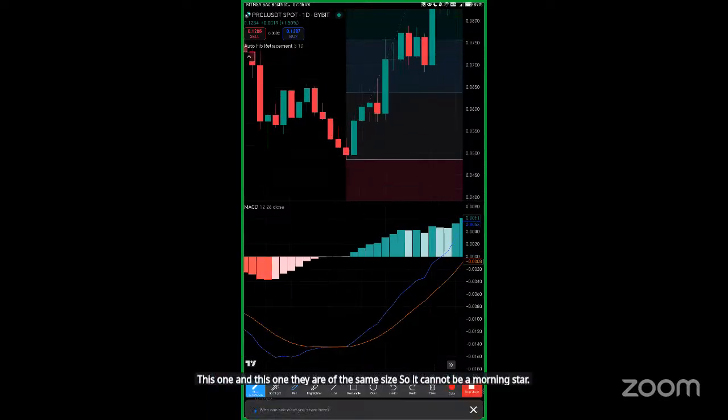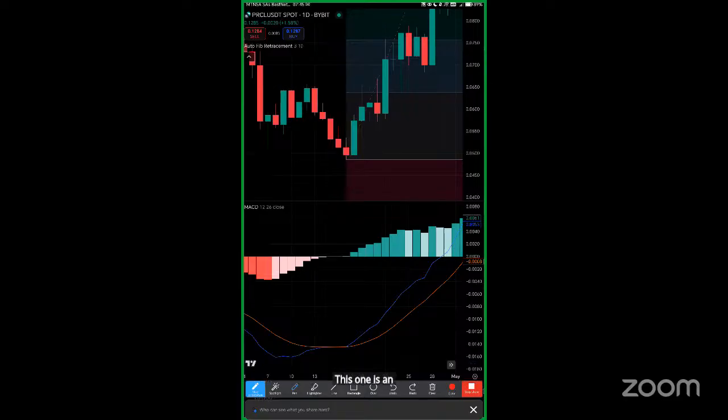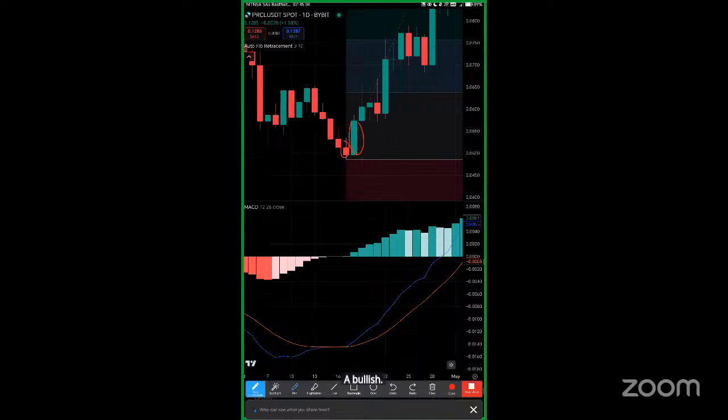If this big candle was here in the 3rd place, and this one remained here, and this one there, then it could be a morning star. This one is an engulfing bar, ladies and gentlemen. This one is engulfing this one. What type of engulfing bar? A bullish engulfing bar.